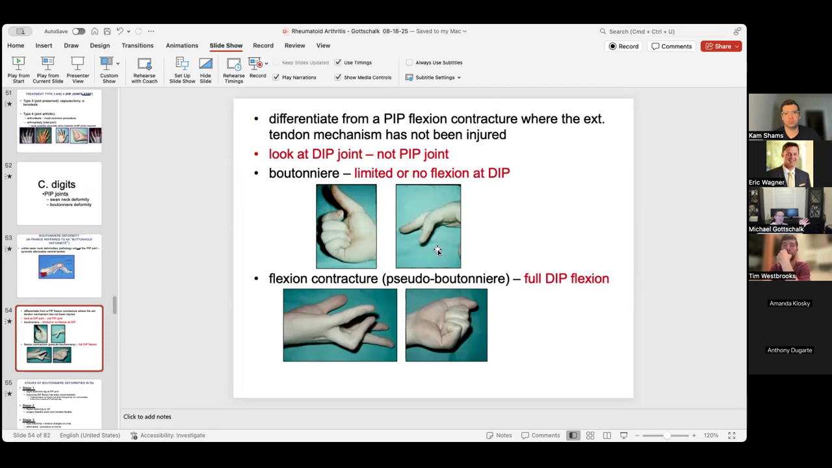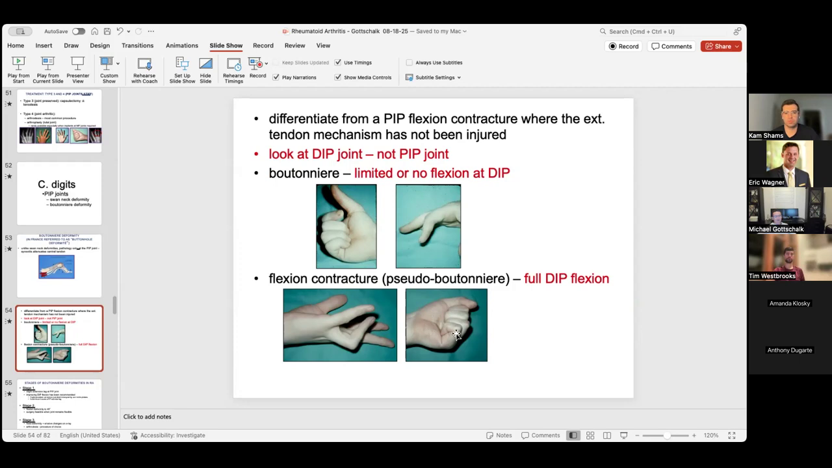Often you have to figure out whether or not it's a flexion contracture where the tendon mechanism has not been injured. And often you have to look at the DIP joint, not the PIP. This is something that I try and tell all of our trainees: if you think it's a boutonniere because their PIP is held in flexion, you really have to look at the DIP joint. And if the DIP joint is unable to be moved and is in extension, then you know it's a boutonniere, right? So if you can't move the DIP or it's hyperextended, that's a boutonniere.